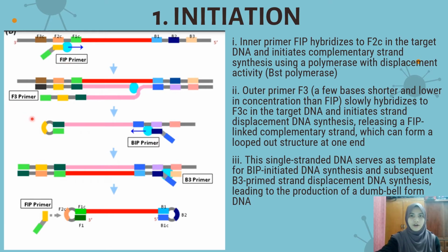Next, the outer primer F3, which is a few bases shorter and lower in concentration than FIP, will slowly hybridize to the F3C in the target DNA and initiates the strand displacement DNA synthesis, releasing an FIP-linked complementary strand which can form a loop-out structure at one end. So this single-stranded DNA will serve as a template for the BIP-initiated DNA synthesis and the subsequent B3 strand displacement DNA synthesis, leading to the production of the dumbbell-like shape of DNA.